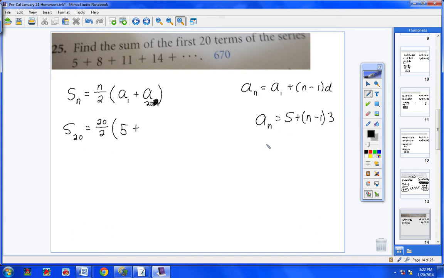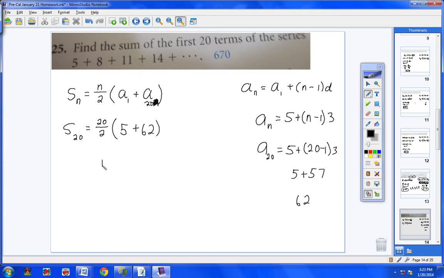And now we're going to find the 20th term real quick. So the 20th term would be 5 plus 20 minus 1 times 3. So 20 minus 1 is 19, 19 times 3 is 57, and so the 20th term is 62. So I'm going to come over here and put 62. That's the 20th term, and now we're all set.